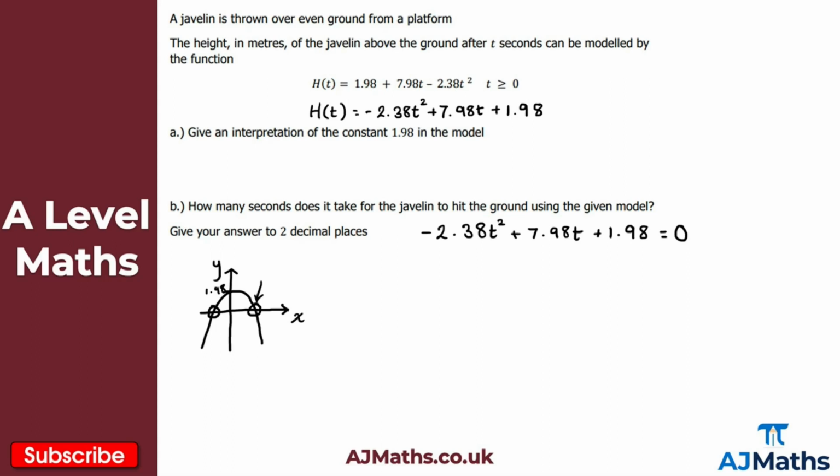So A would be minus 2.38, B would be 7.98, and C would be 1.98. And if you enter this correctly, you get two solutions like we said. You get x1, in my case, is equal to 3.58500, and so on. And then I also get x2, which is equal to minus 0.23259, and so on.